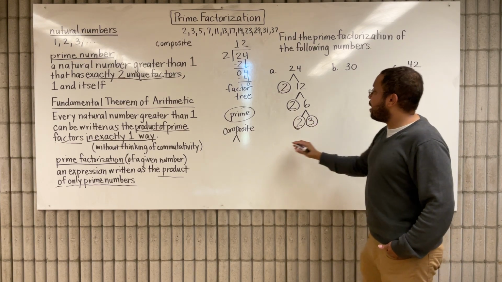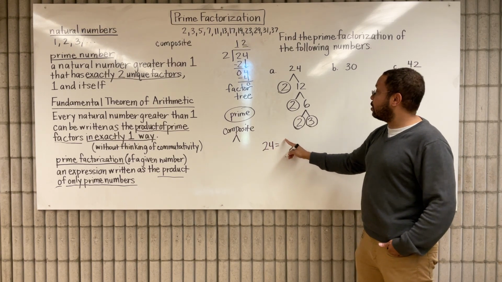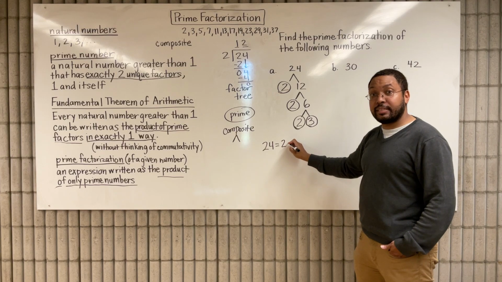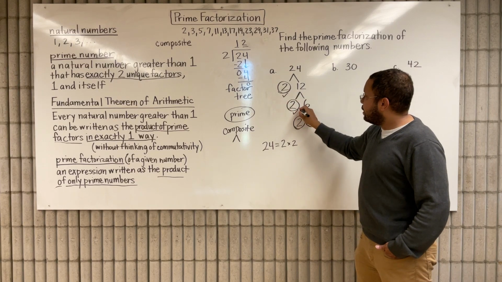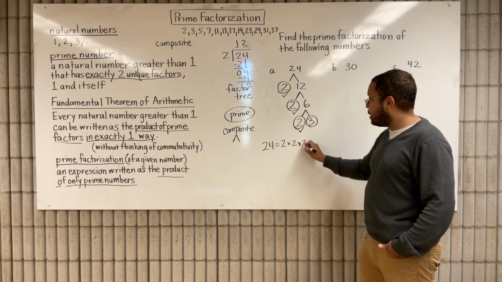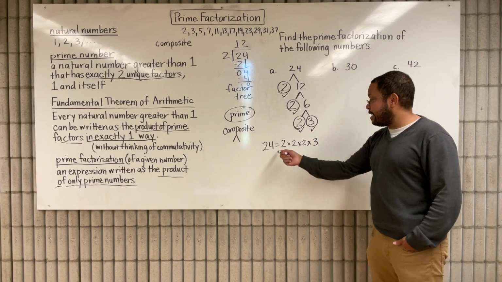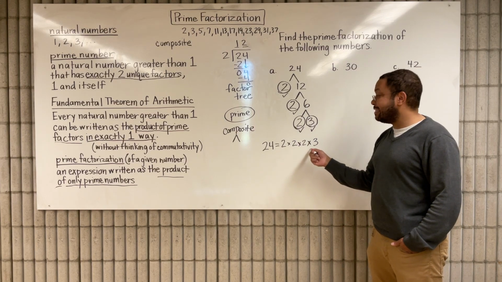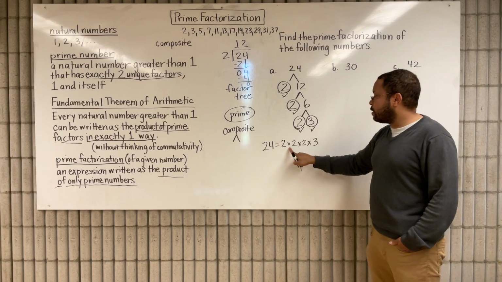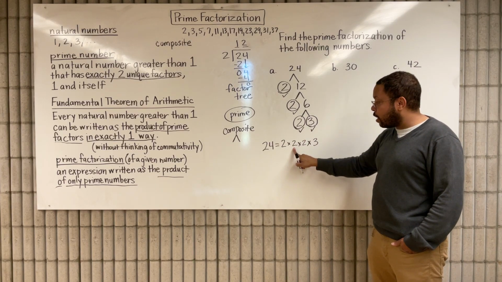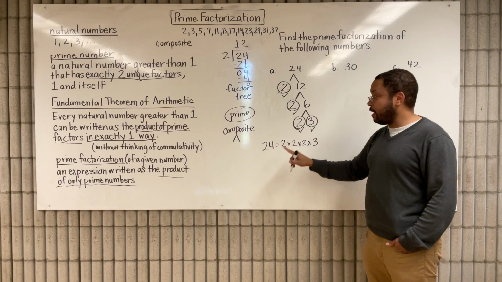No, that's it. So my prime factorization for 24 is 24 equals 2, it's a factorization, so we're going to multiply, times 2, times this 2, times that 3. So the prime factorization of 24 is 2 times 2 times 2 times 3. And just verify to make sure that it actually equals 24. 2 times 2 is 4. 4 times 2 is 8. And 8 times 3 is 24.